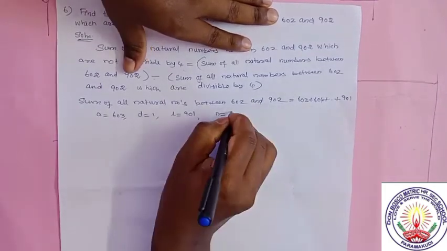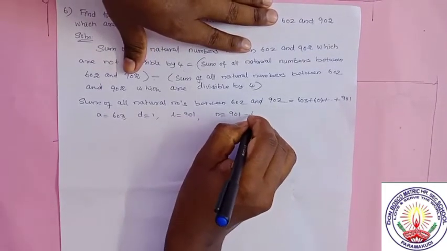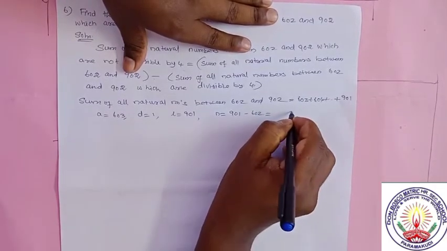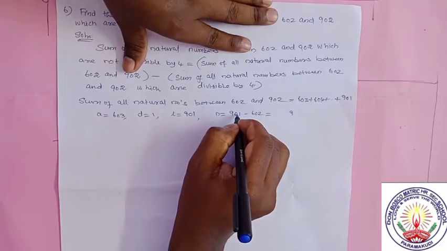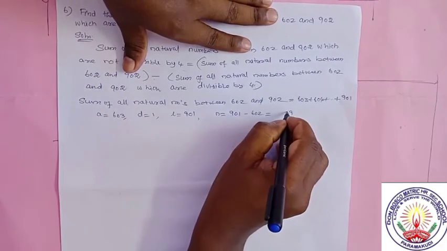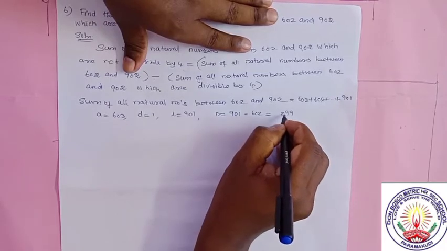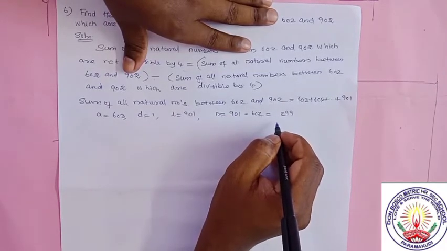Applying 901 minus 602, 11 minus 2 is equal to 9. 9 minus 0 is equal to 9. And if you give 1, it will become 8. 8 minus 6 is equal to 2. So 299 terms will be there.